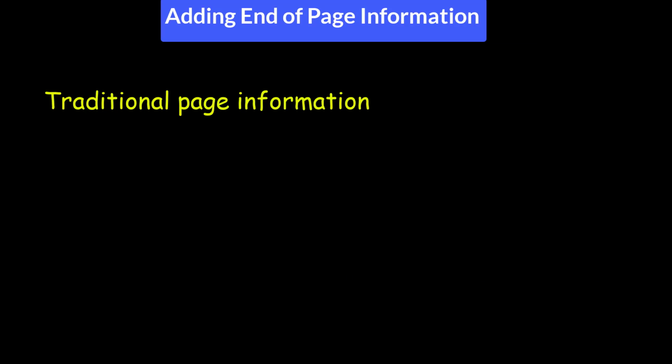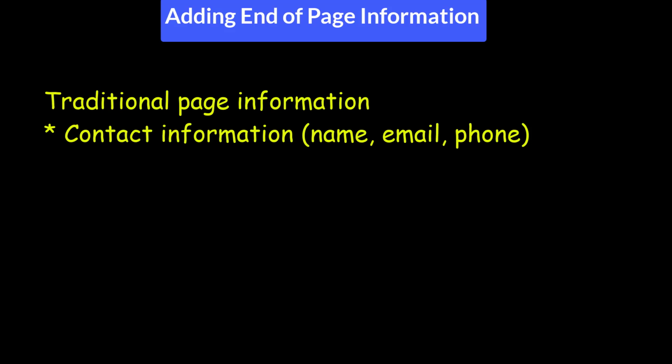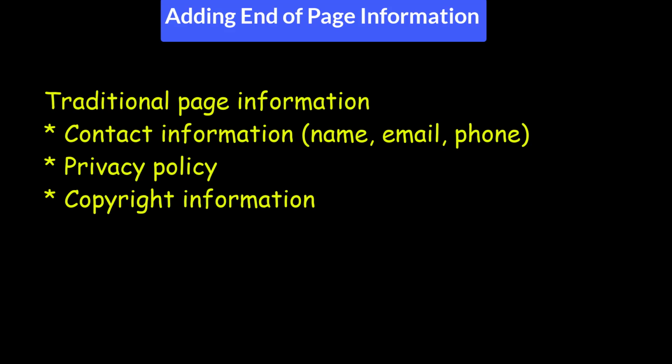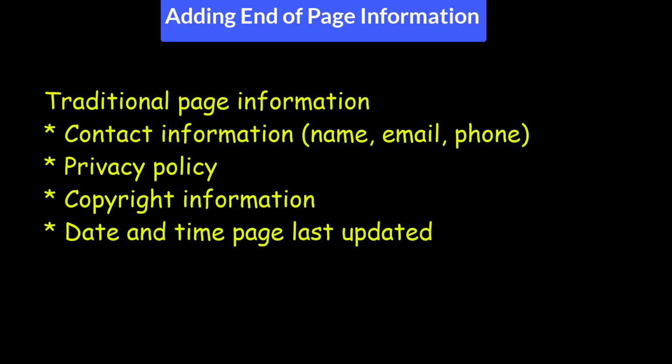Adding end-of-page information. It lends a sort of gravitas to a web page if you supply some traditional information, usually at the bottom of the page. Contact information, name and email, phone number if you're up for it, usually a smaller font and normal weight as opposed to bold. Your privacy policy, a summary, small font, normal weight. And copyright information and the date and time the page was last updated. Again, small font, normal weight, centered.